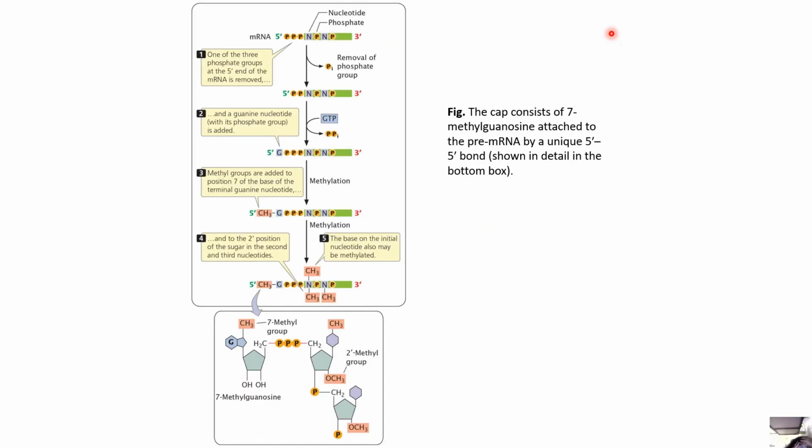So for the cap, one of the free phosphate groups at the 5' end of the mRNA is removed, and a guanine nucleotide with its phosphate group is added. Methyl groups are added to position 7 of the base of the terminal guanine nucleotide and to the 2' position of the sugar in the second and third nucleotides. The base of the initial nucleotide may also be methylated. So the methyl cap consists of 7-methylguanosine attached to the 5' end of the mRNA by a unique 5' to 5' bond.